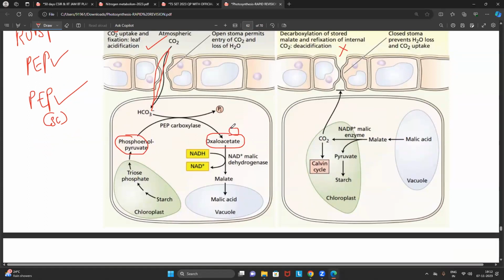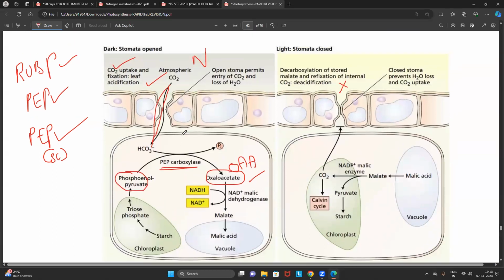Oxaloacetate. How many carbons does it have? It is a 4-carbon compound. Now the question is very clear: who is involved in the production of oxaloacetic acid? The enzyme we generally call the PEP carboxylase enzyme. There's no need to be confused about it.